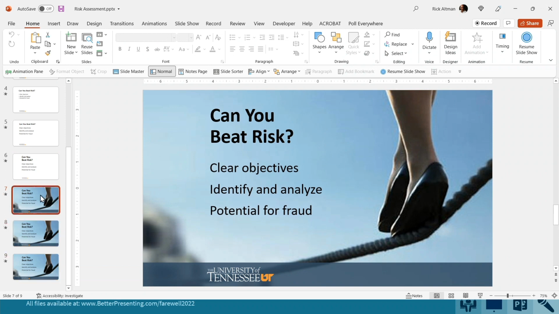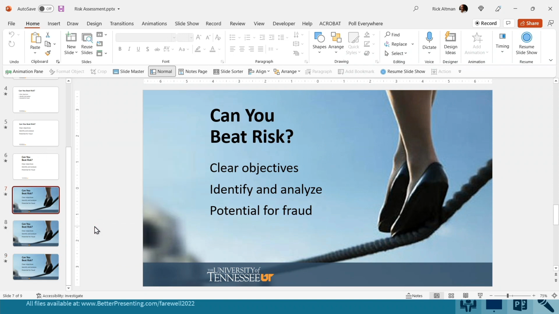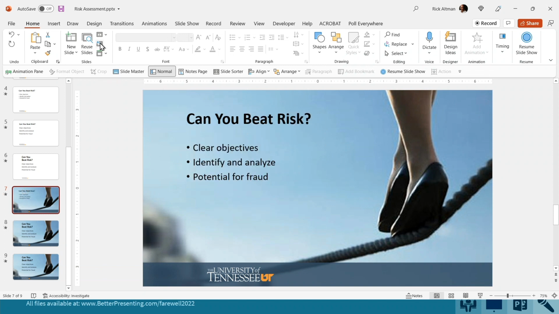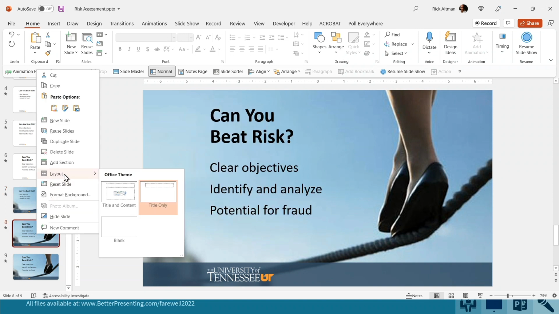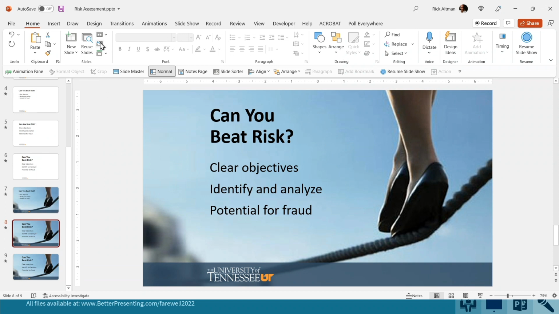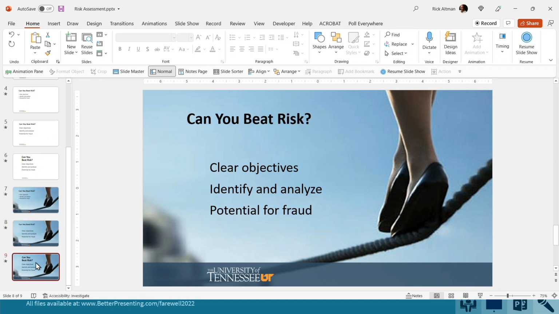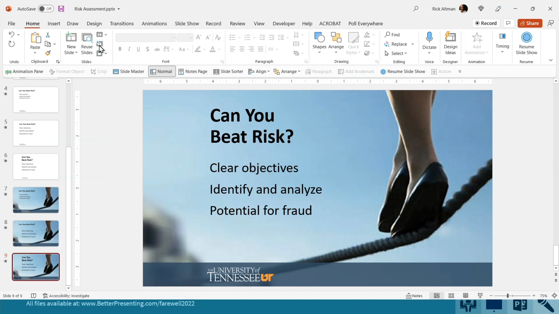They look identical. They are not identical. This one uses title and content. So as many of you can already surmise, reset is going to do bad things to that slide. This slide uses title only. So reset might be bad, but not as bad. And this slide, because it uses blank, is not going to change at all.